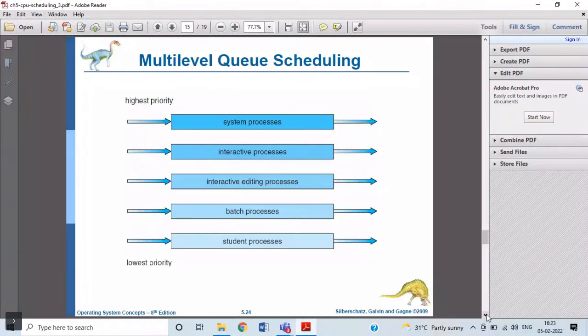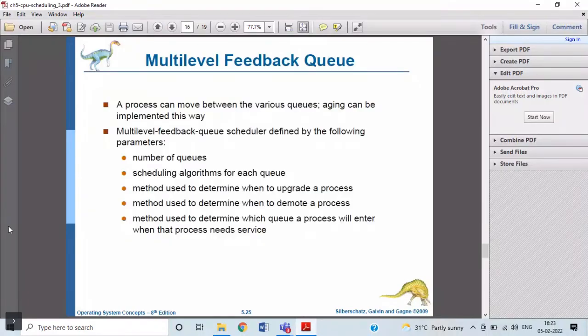Okay. And this is the fifth type of scheduling algorithm, multi-level queue scheduling. And the last one is the multi-level feedback queue. What do you mean by multi-level feedback queue? A process can move between the various queues. So aging can be implemented this way.